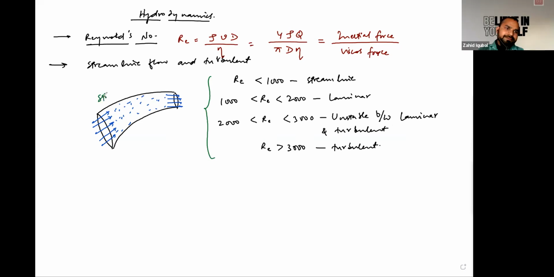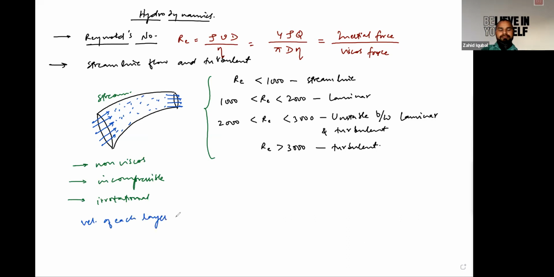So this is streamline flow, for which the liquid will be non-viscous, incompressible, and irrotational, so that the velocity of liquid at any instant, or velocity of each layer at a given instant, will be the same.